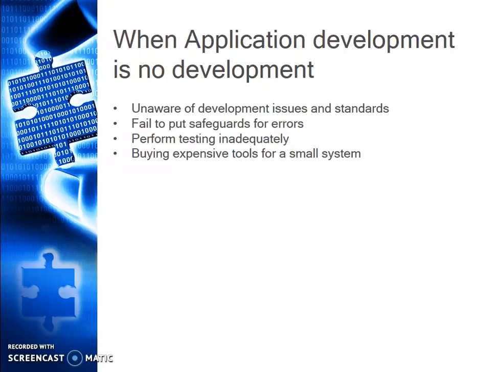Now, buying expensive tools for a small system. There is a lot of open source software available on the internet. What do you mean by open source? This open source software is usually free for use. So we could use open source software for a specific system, and we should keep using it until it is not adequate anymore for our system.